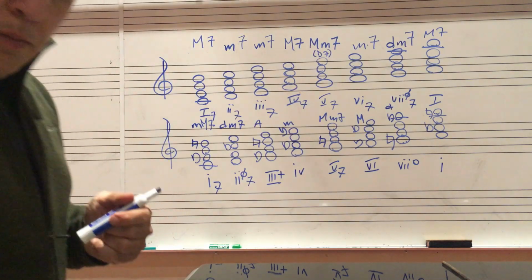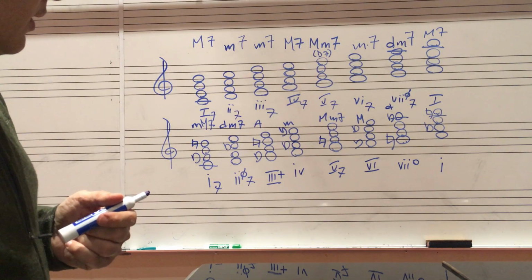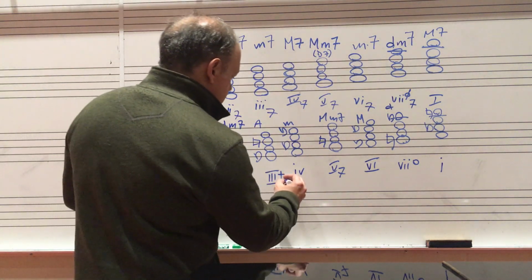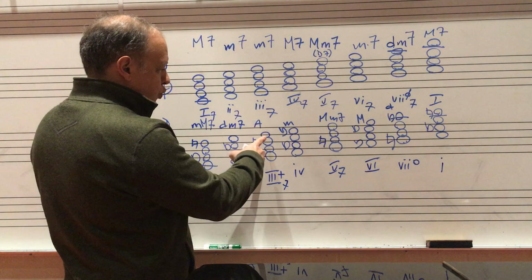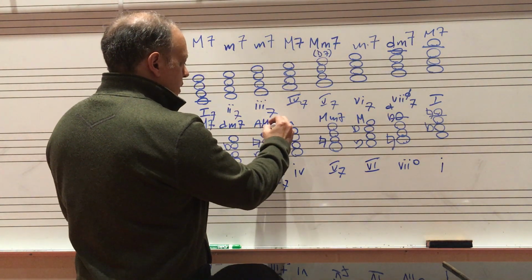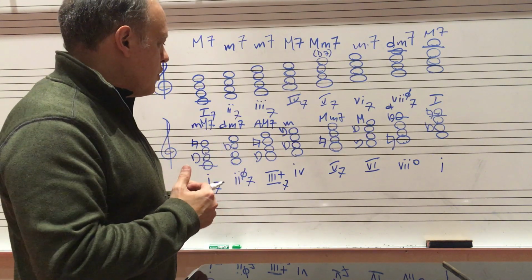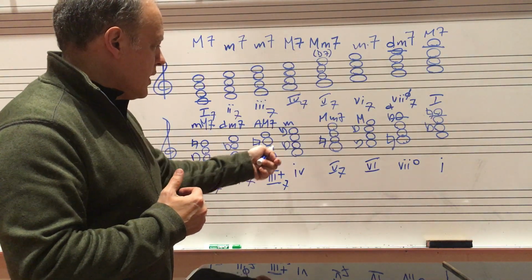The mediant seventh, it's one of my favorite seventh chords. In that case, what we have is the augmented triad with a major seventh on top of that. It's a very bright, bold sound quality. Very distinctive. I really like that.